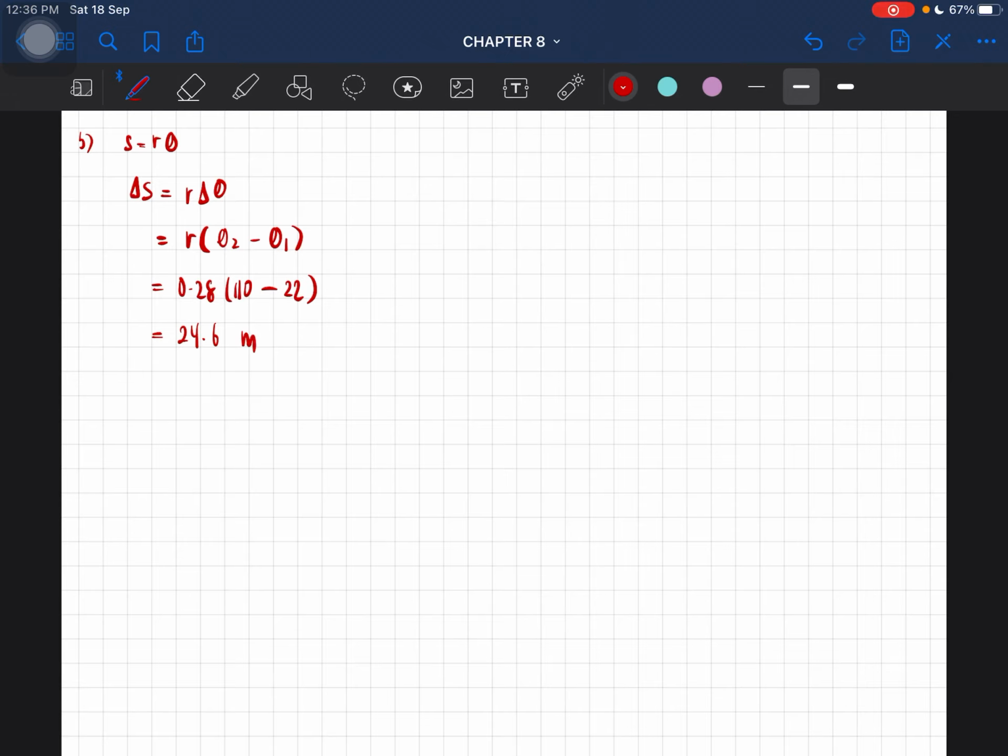Okay, they ask for distance, not angular displacement, so that's why we are using the S equal to R theta formula.